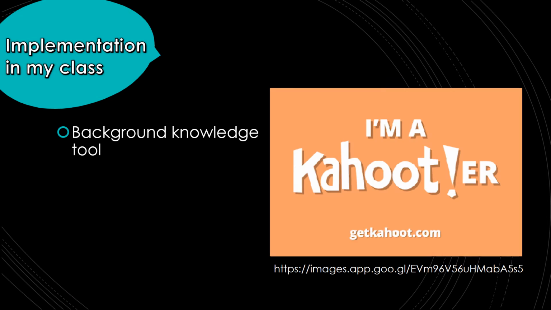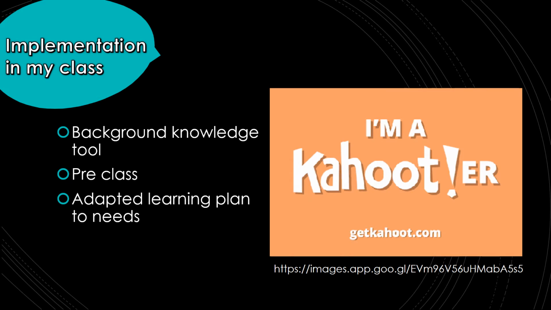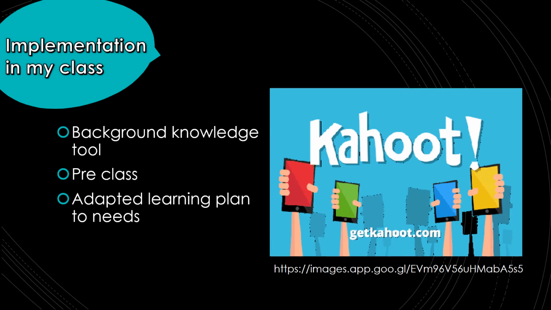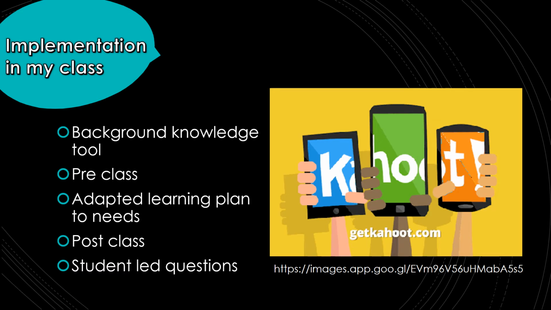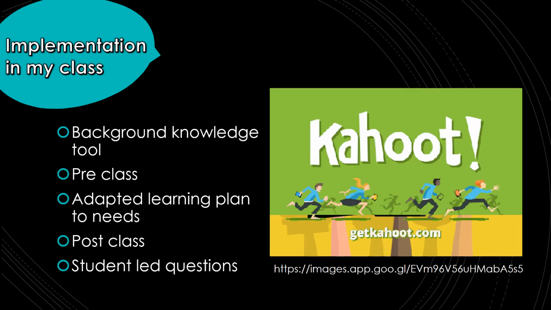So I did the Kahoot at the beginning of class to get a feel of, okay, where everybody was at. I used that to adapt my learning plan to the needs, right? So I made it a little more complex if I saw that they had more base knowledge. I made it a little bit more basic if I saw that they didn't. Then I followed up with a post Kahoot as well, just to see, okay, where we were at, what was retained, what areas didn't really seem very clear, some areas were really clear, and went with that.